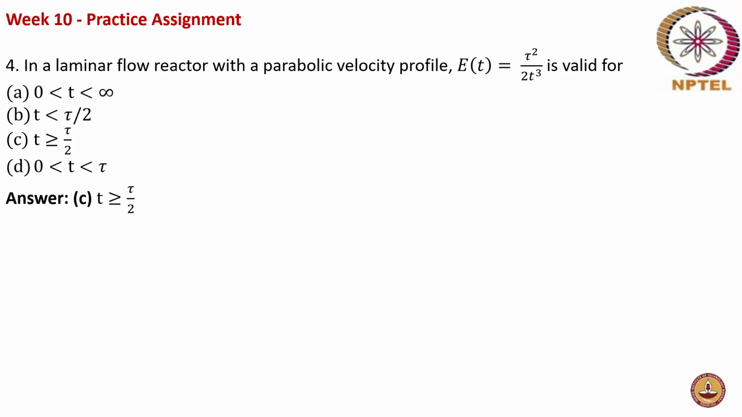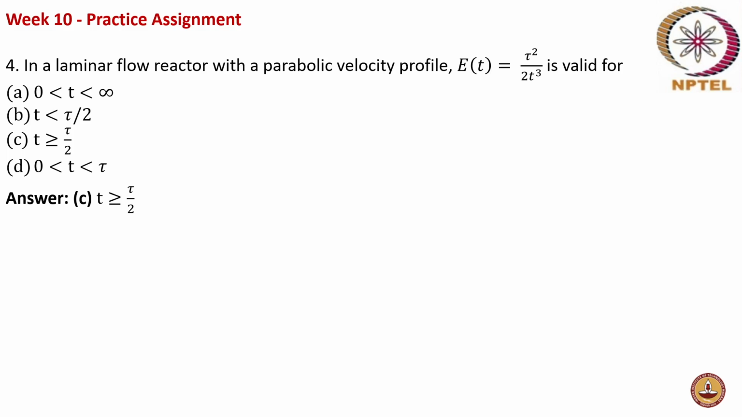Because the particles having the maximum velocity themselves require a time of tau by 2 to come out of the reactor, any other particle in any other plane at any other r will require a time greater than tau by 2 to come out. So the exit age for those particles will be greater than or equal to tau by 2, and that is why E of t equal to tau square by 2 t cube is valid when t is greater than or equal to tau by 2.